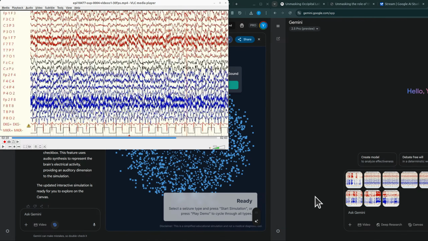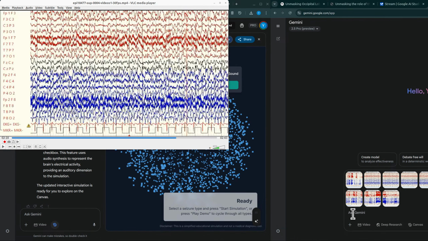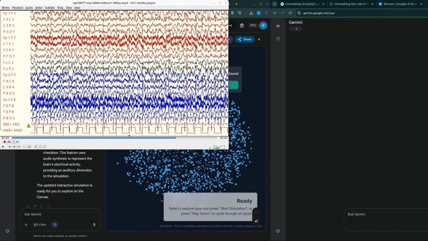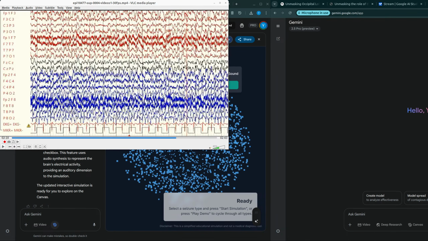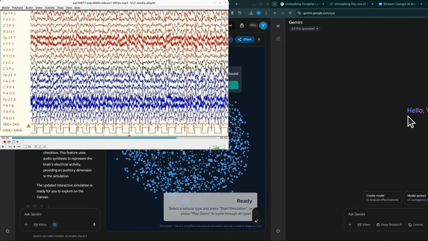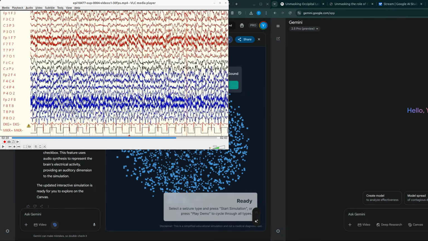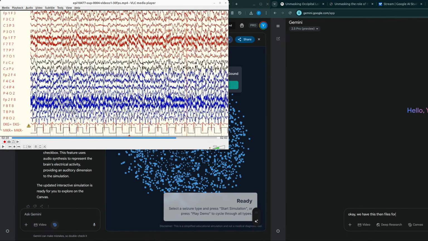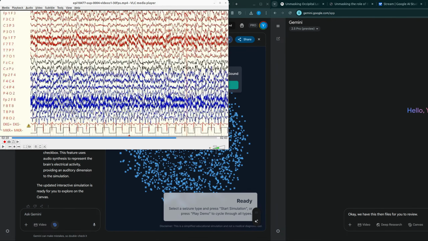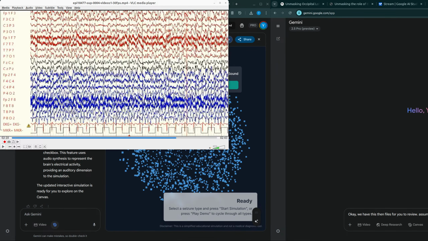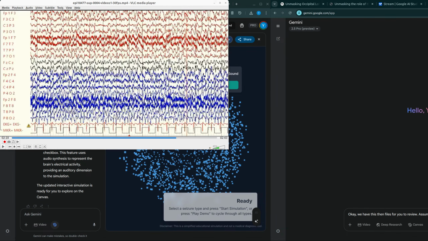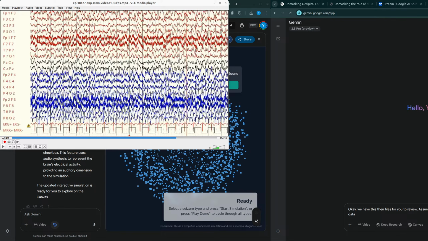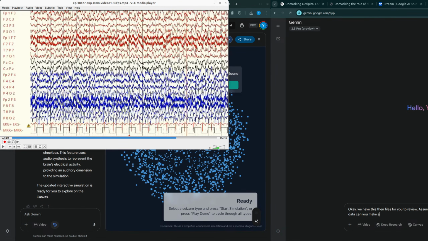So we have these 10 files. Okay, we have these 10 files for you to review. Assuming you are an expert neurologist, using this data, can you make a diagnosis?